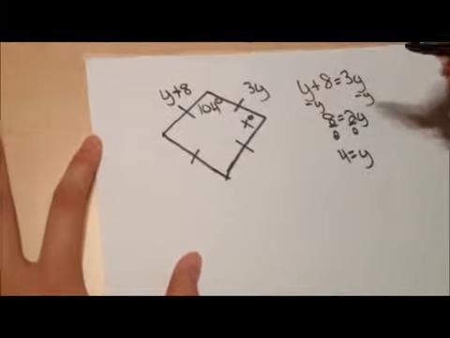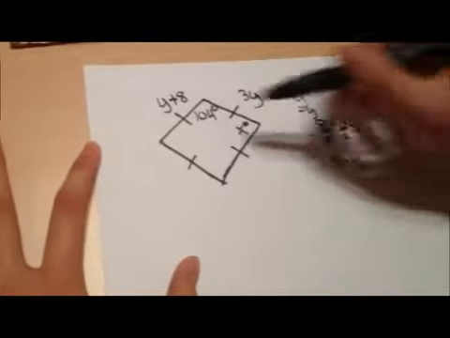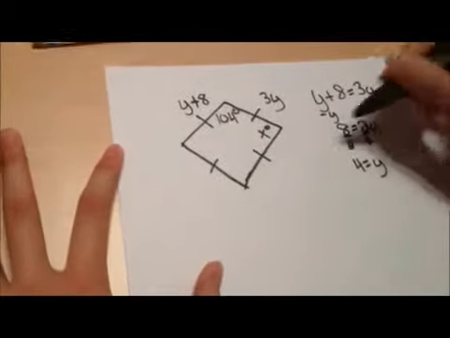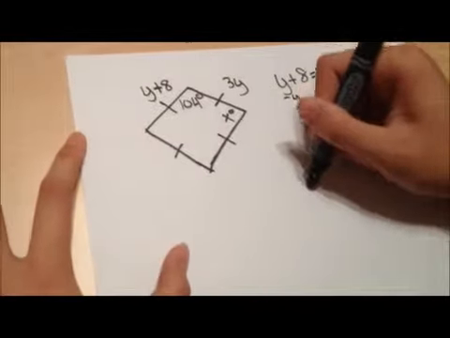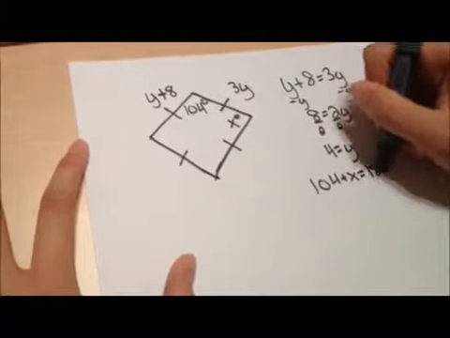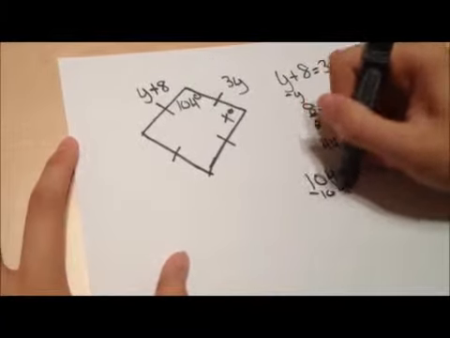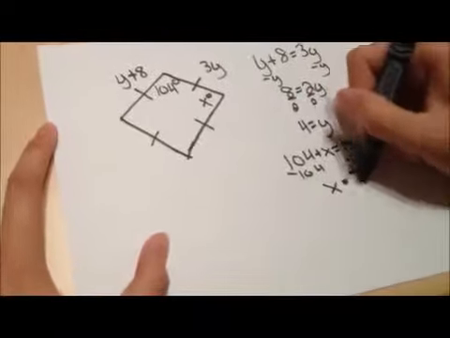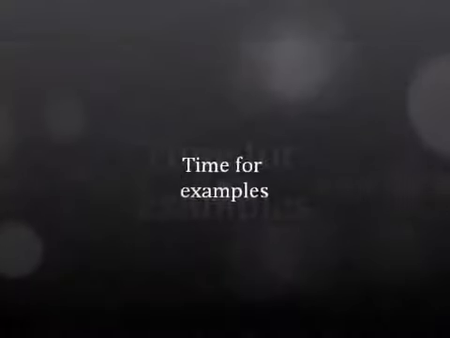And since we know a rhombus is a type of parallelogram, we know that the adjacent angles in a parallelogram are supplementary. So that means they equal 180 degrees. So 104 plus x would equal 180. Subtract 104 from both sides, and x equals 76 degrees.